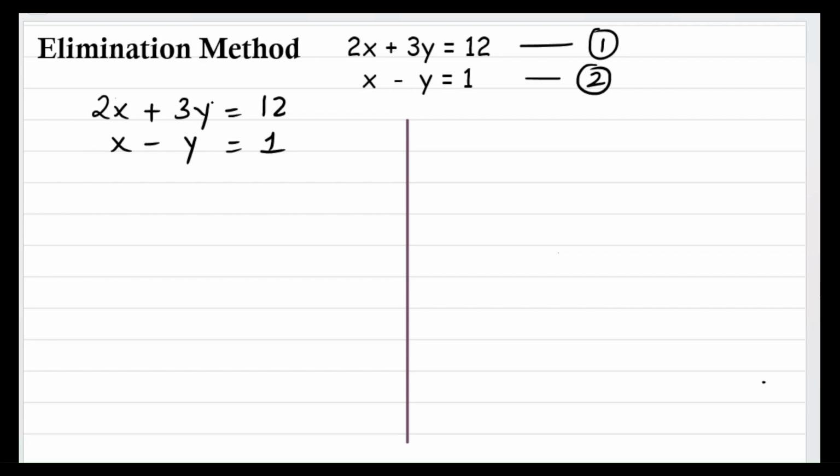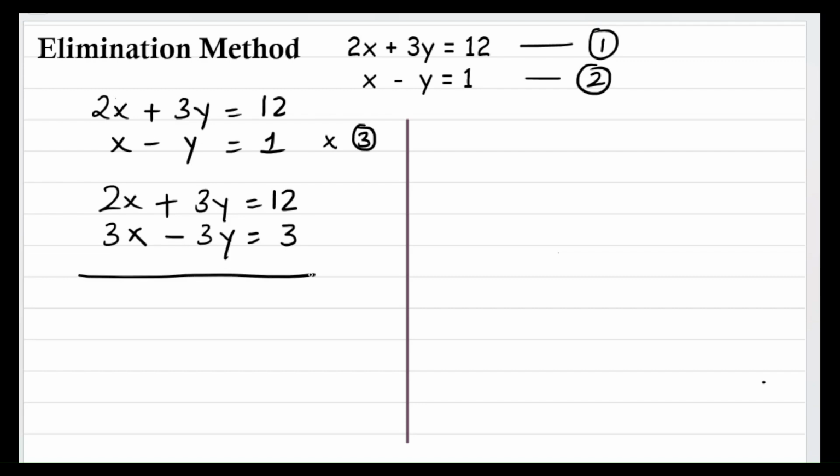Now, if I want to eliminate y, I want to make their coefficients same. Here, the coefficient of y is 3. Here, the coefficient of y is just 1. How can I make this 1 as 3? Just multiply this equation with 3. So, my first equation stays the same. 2x plus 3y equals 12. Now, multiply this second equation with 3. 3 times x, 3x. 3 times y, 3y, 3 times 1, 3.